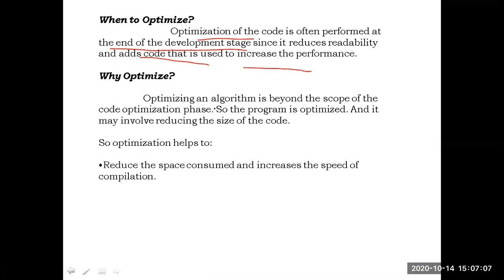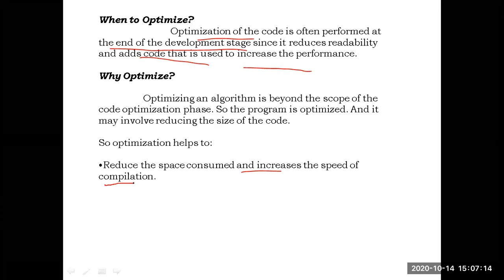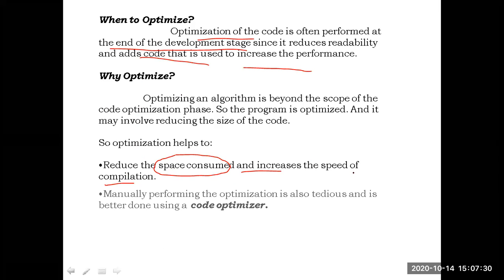Generally, optimization helps to reduce the resources consumed and also increases the speed of compilation. Why do we need to optimize? If we perform optimization, it reduces the space complexity. The amount of space required for running the program is reduced, and it also increases the speed of compilation. That is one reason why we need to optimize the code.